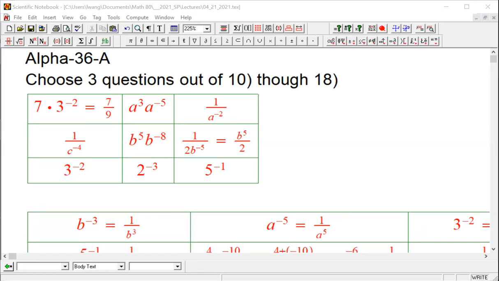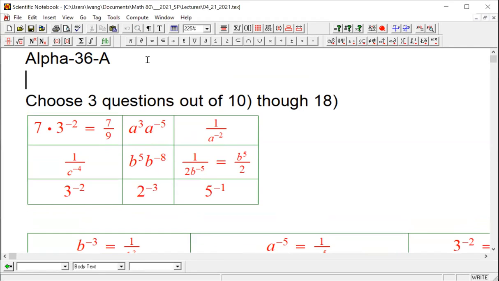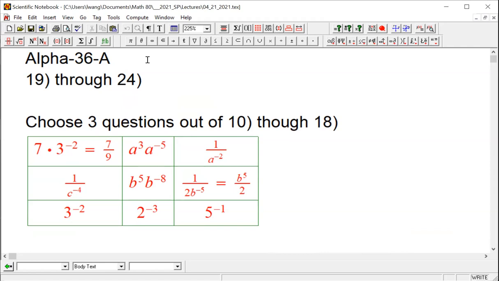No? The last 2 rows. Okay, the last 2 rows, from number 19 through number 24. I don't anticipate any question unless you have one. Please don't hesitate to let me know.